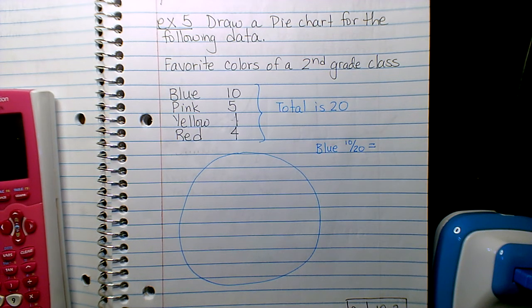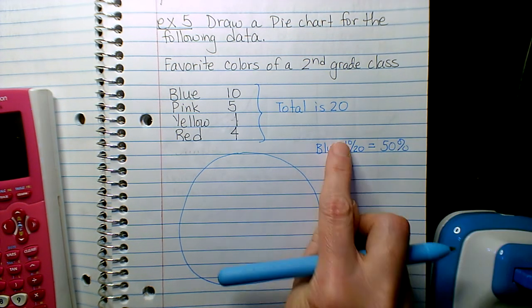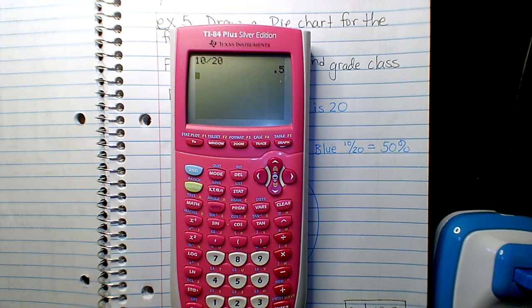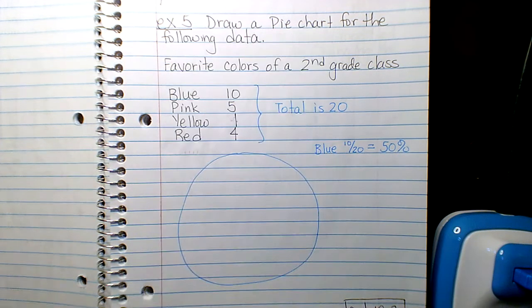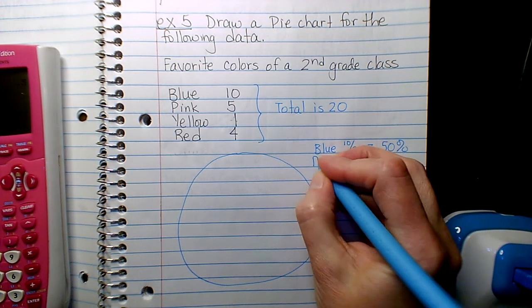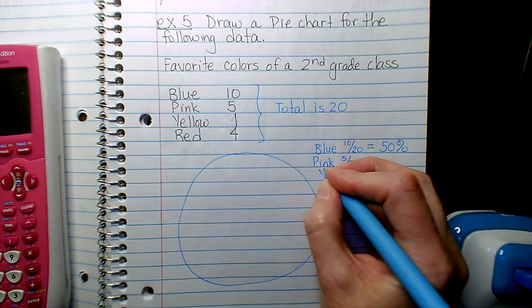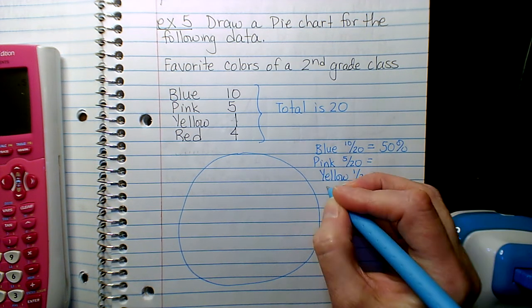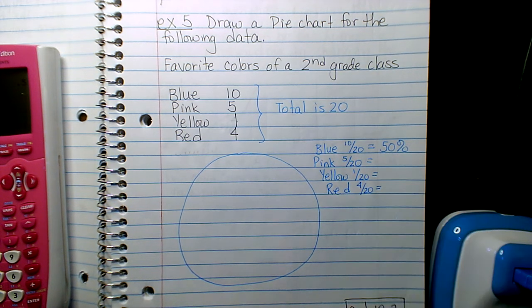Now, maybe you can see that one, right? That's just half. So that's 50%. If you divide 10 divided by 20, what are you going to get? You're going to get 0.5. That's the decimal. If you move that decimal point over 2 places, you're going to get that percent. So pink is 5 out of 20. Yellow is 1 out of 20. And red is 4 out of 20.